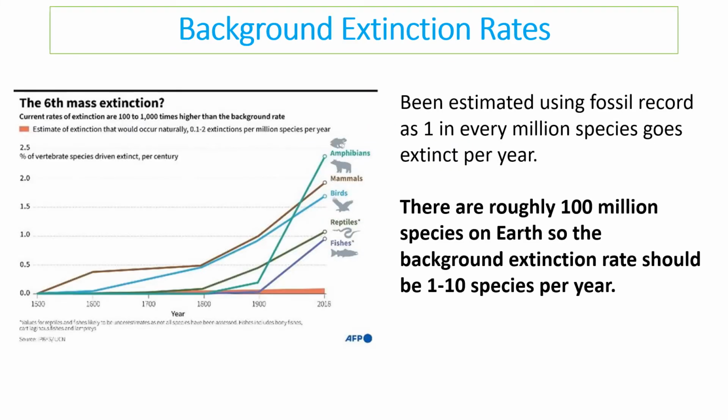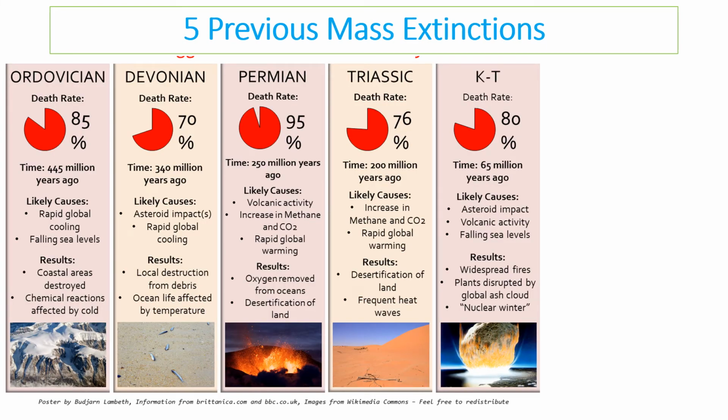Now, you also need to know about mass extinction and what could lead to mass extinction. You need to know there is something called a background extinction rate, and that is that naturally, without humans, animals and species would go extinct. Roughly there are 100 million species on Earth. The background extinction rate should be about 1 to 10 species every year. However, we know it's much greater than that.